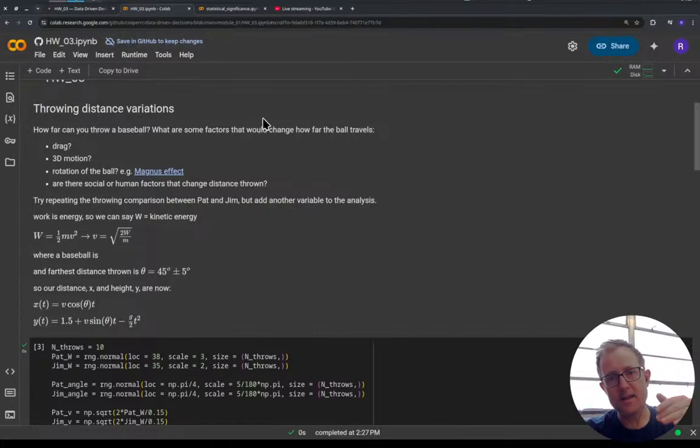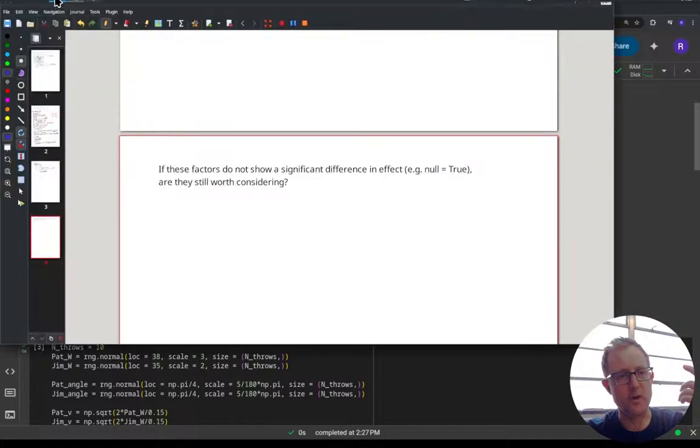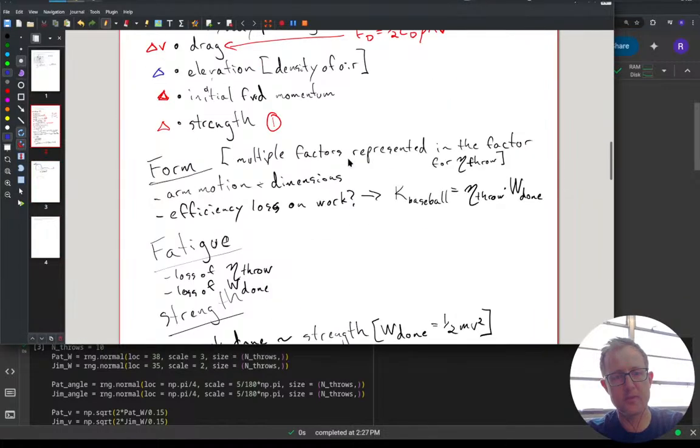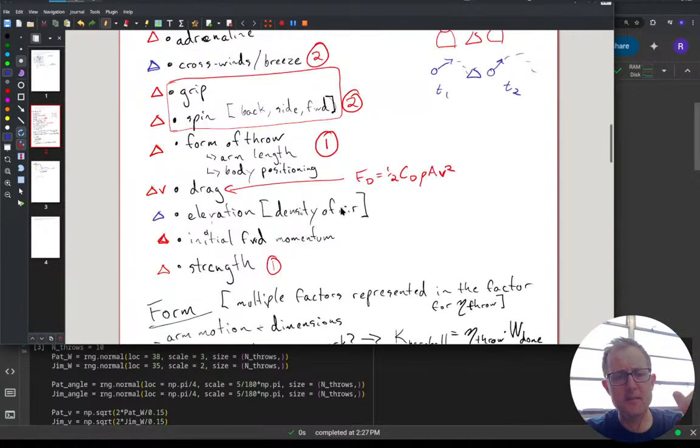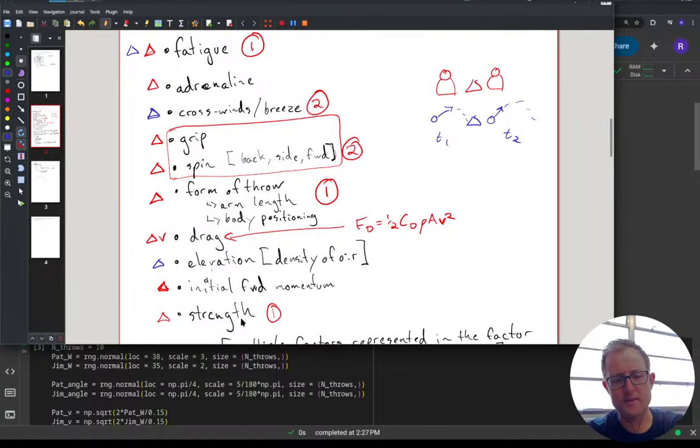So we had a nice discussion about what are some variables that affect throwing. When you're throwing a baseball, some of the things that we thought were important were strength, fatigue, form of the throw, and it seemed like maybe form might lead to some of the initial values that we have. So arm length and body positioning, some of those are limited from person to person. Like your arm can only reach so high as you're throwing a baseball.